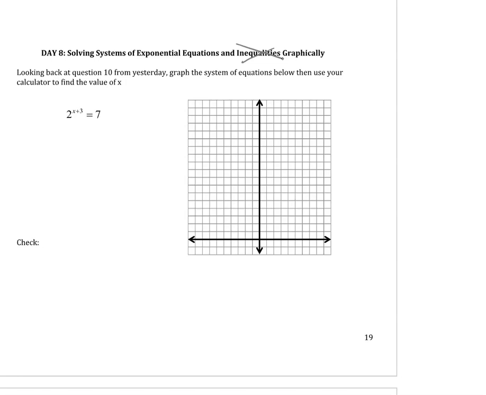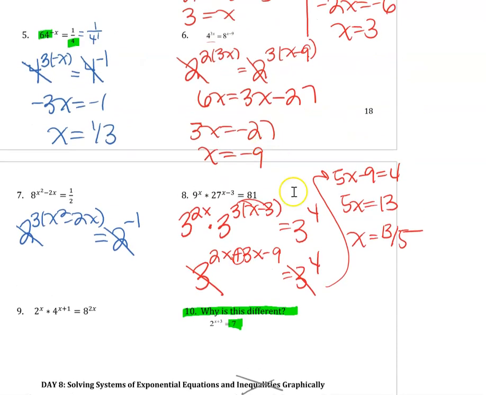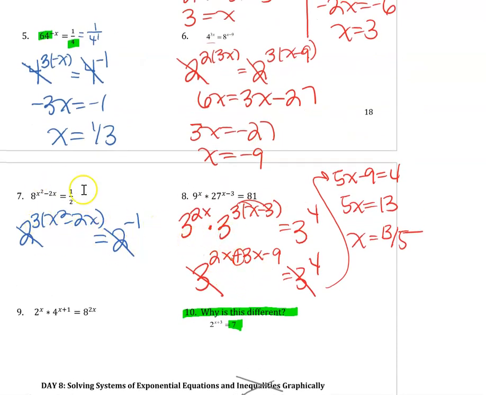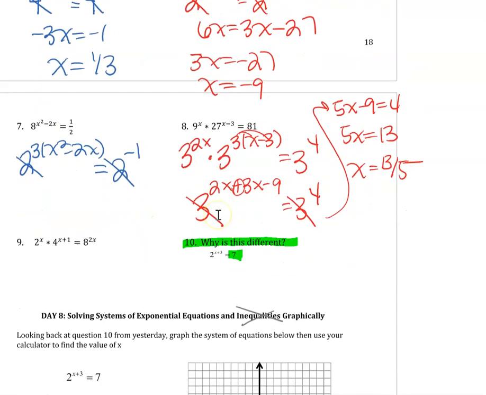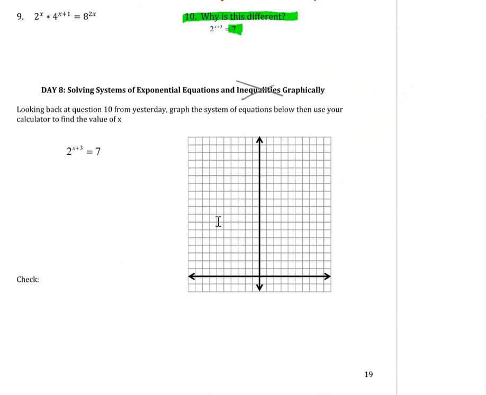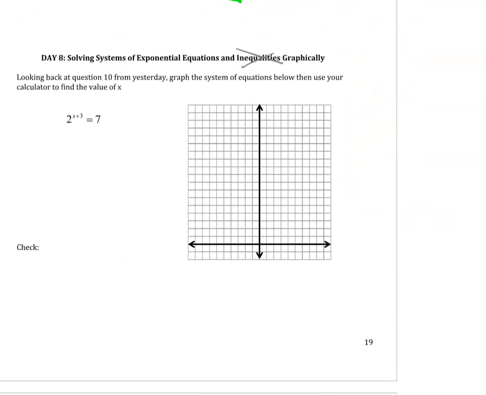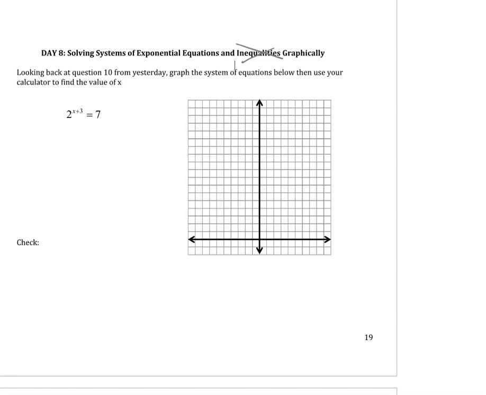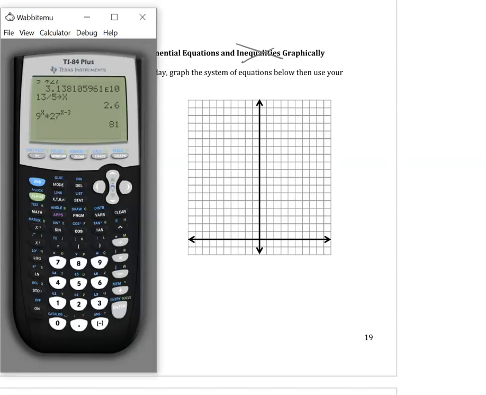So in our last lesson, we talked about how we would solve problems like this where we'd get common bases and we'd set the exponents equal to solve and so on and so forth. But it doesn't quite work with 2 to the x plus 3 equals 7 because you can't rewrite 7 with a base of 2. So what we do instead is solve this graphically. I can put the left side of the equation in the calculator in for y1, the right side in for y2, and solve it from there.